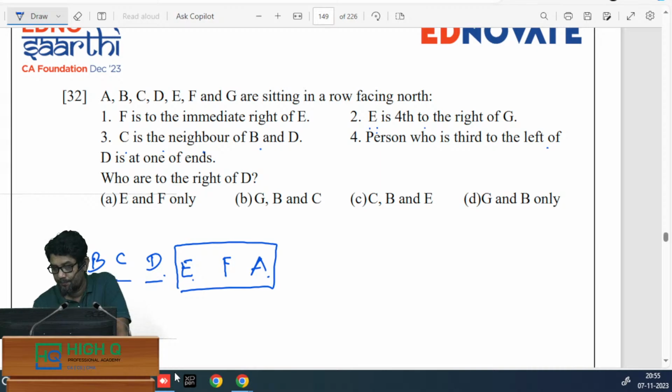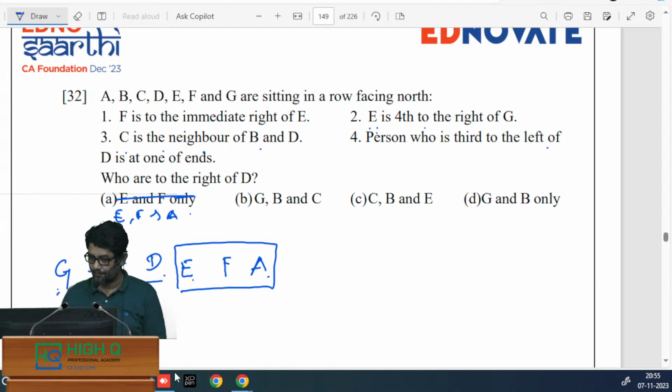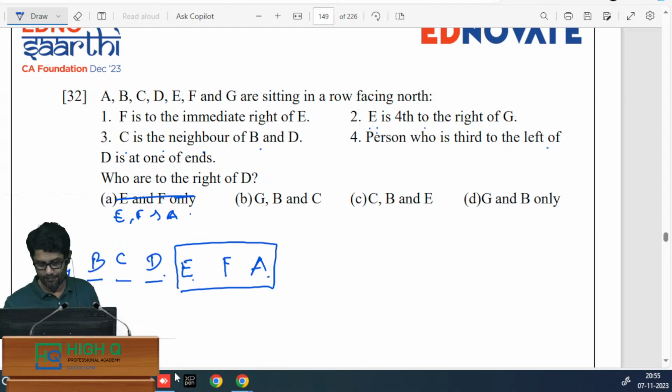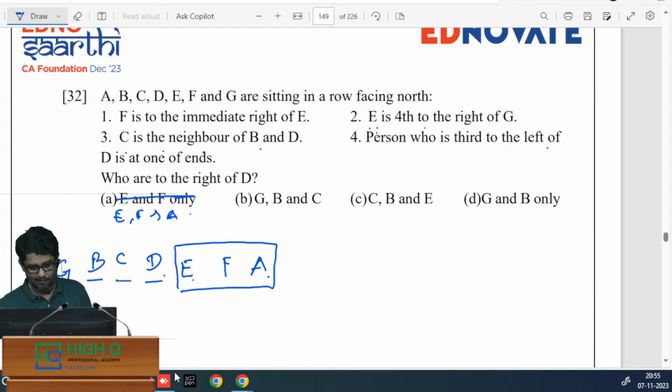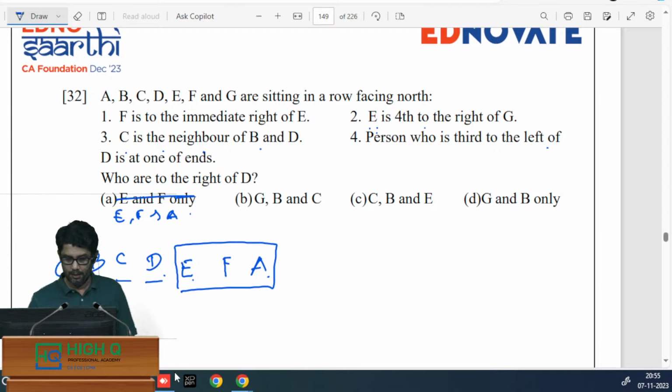No, options are E, F and A. In the book it is given these are the options. E, F, A.